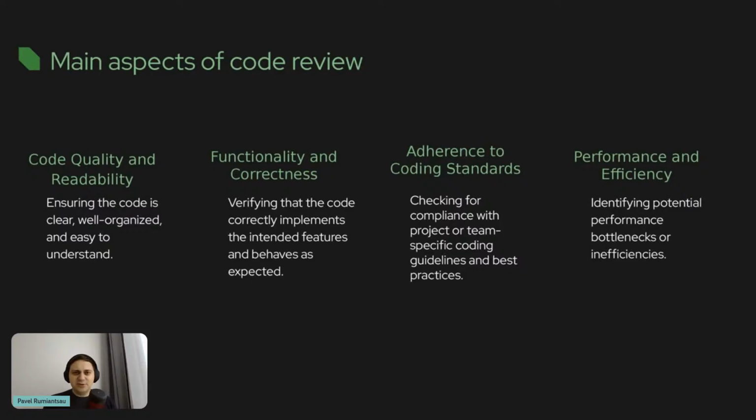So the first thing, when you're thinking about code review, is usually checking the code quality. You're making sure that you can read the code, that you understand the code. So basically you need to ensure that the code is clear, well organized, and easy to understand, which is not really hard to do with AI.